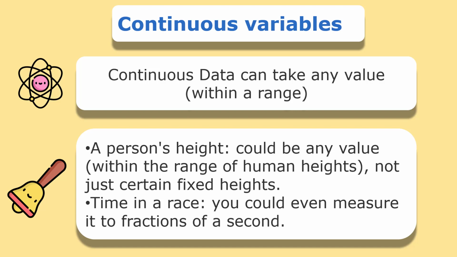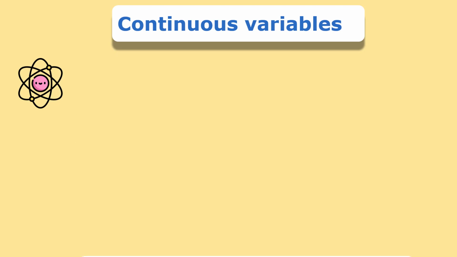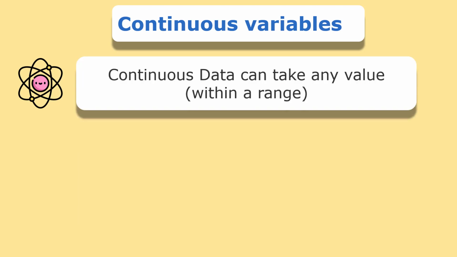For example, time in a race. You could even measure it into fractions of a second. Continuous variables. Definition. It can take any value, like we said, within a range.